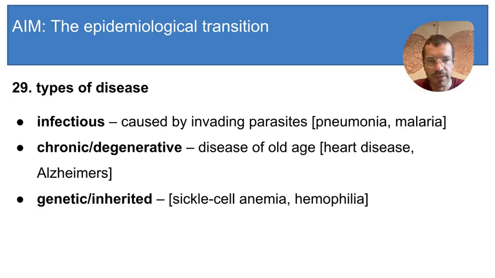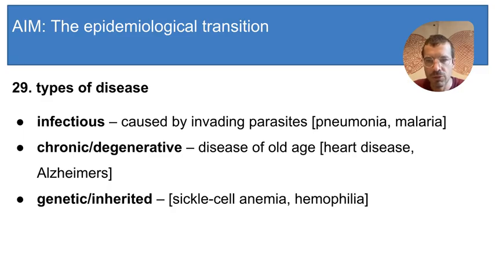A third type of disease is called genetic or inherited disease. And these are diseases caused by abnormalities in people's DNA, and they get passed on from generation to generation. They are not spread by germs, nor do they mostly affect elderly people. Genetic diseases are less common than the other two types that we just mentioned. Two examples of genetic diseases are sickle cell anemia and hemophilia.